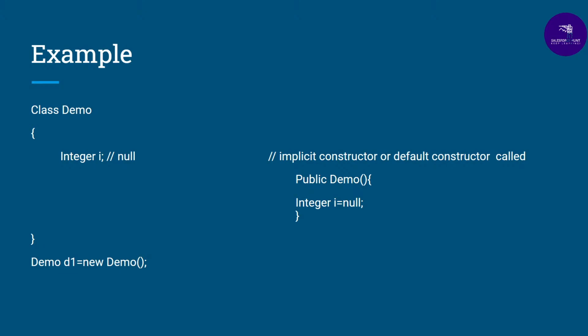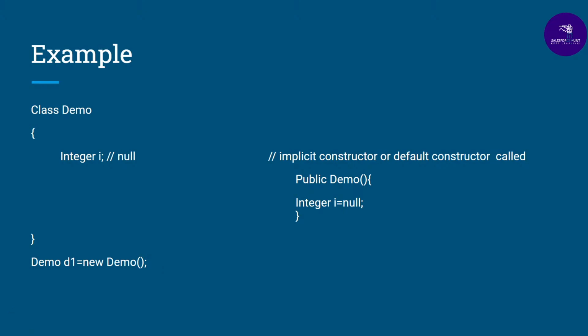Okay, so here you can see this one, right? Now we have one variable called integer i, and by default it is null. If you initialize anything related to this class, that is called instance initialization. Instance initialization basically works like Demo d1 = new Demo.